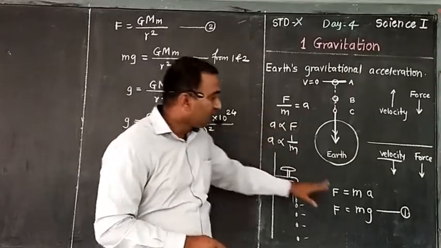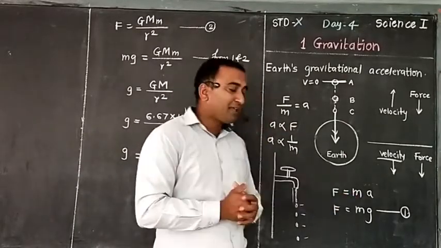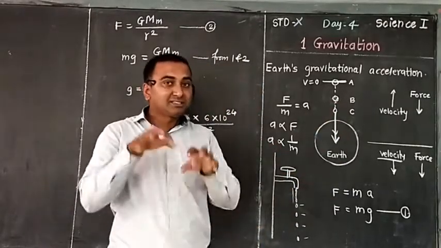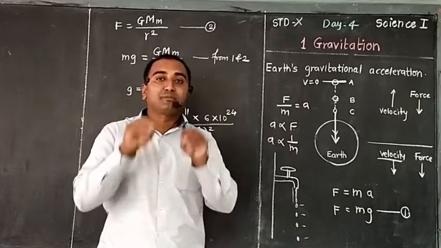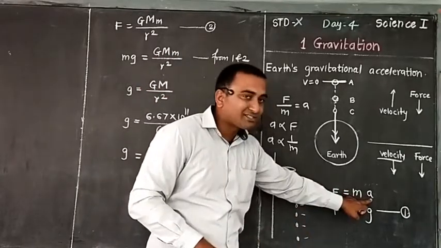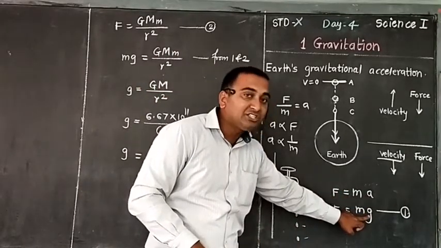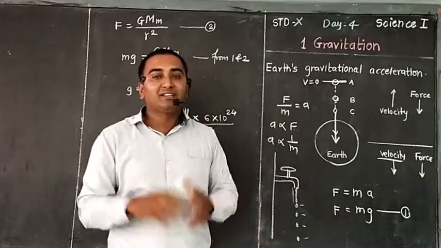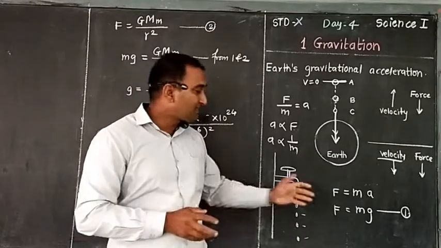And like this, force is equal to mass into acceleration. But this acceleration is not an ordinary acceleration. This acceleration is under the influence of gravity, and so it is denoted by g. g means acceleration due to gravity. Now we have to find the value and equation for acceleration due to gravity.